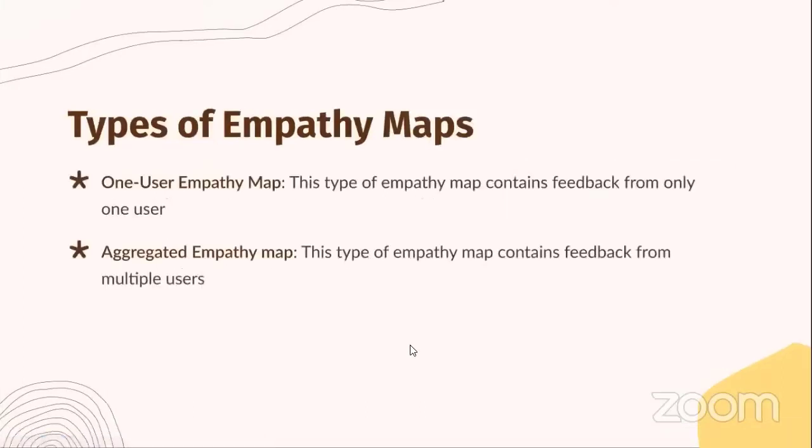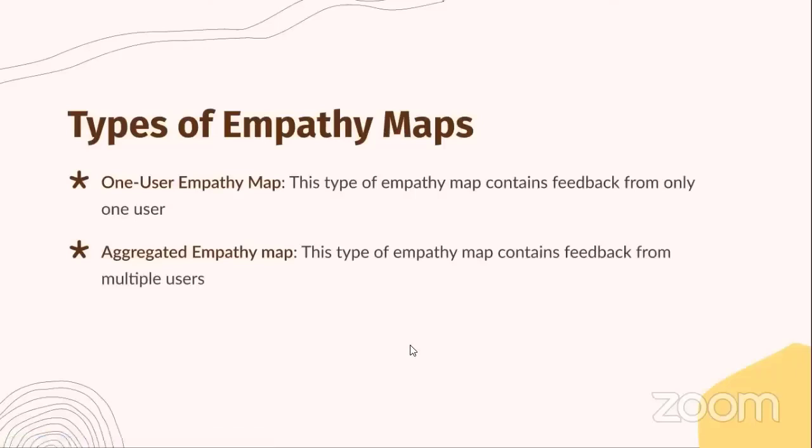So there are two types of empathy map. There's the one-user empathy map, and this empathy map contains feedback from only one user. And then there's the aggregated empathy map. This type contains feedback from multiple users, which means that there is one map, and the information from all 5 of, for example, your task's users is inside that same empathy map.